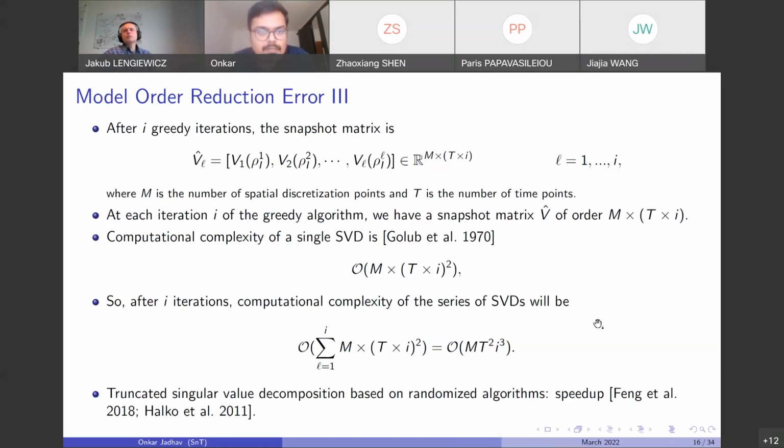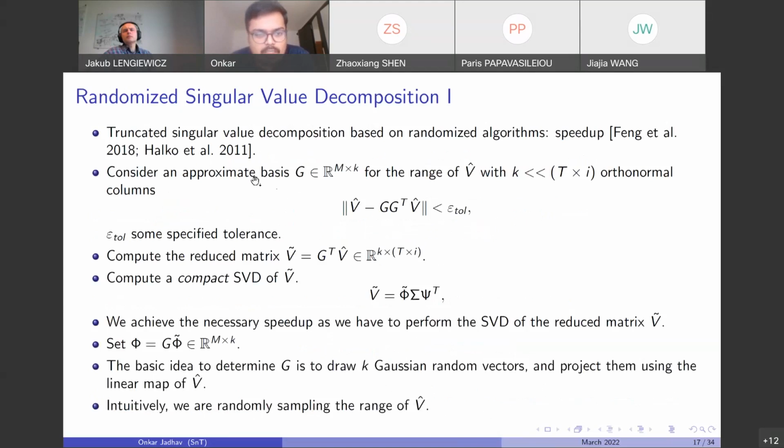So consider an approximate basis G for the range of our data matrix V cap. Now we compute a reduced matrix V tilde such that V tilde equals G transpose times V cap, as shown over here. Now we compute a compact SVD of this reduced matrix V tilde. As we are computing a singular value decomposition of this reduced matrix V tilde, we achieve our necessary computational speed. And finally, we can set our left singular vector matrix phi as G times phi tilde, which we use to obtain the reduced order basis.